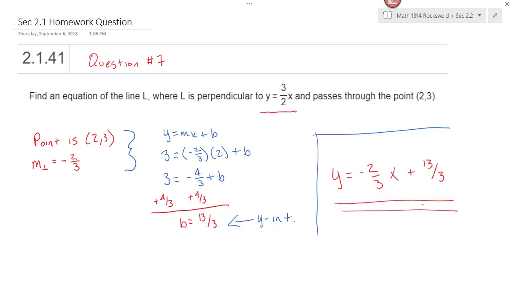Now keep in mind, if you get this problem and you get it wrong, you can work a similar problem. It'll be the same type, but the points in the equations would be different. The big picture here is that the slope of a perpendicular line will be the negative reciprocal of the slope of the given line.